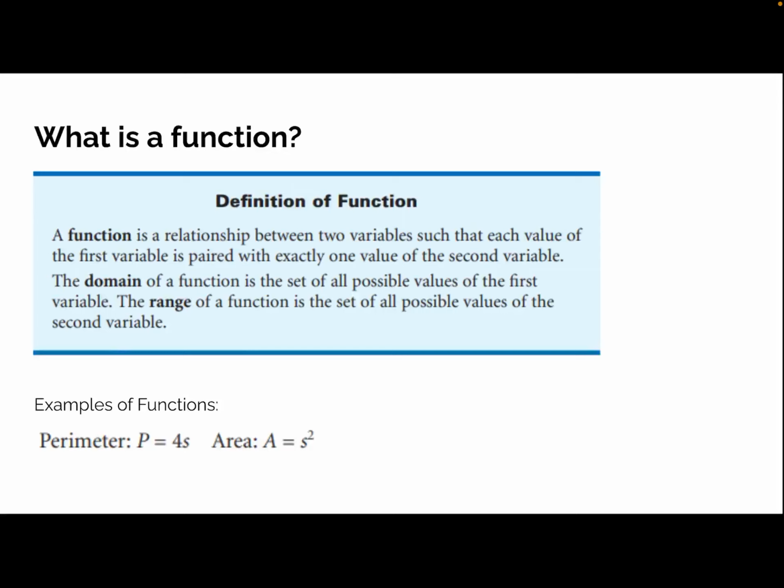The domain of a function is a set of all possible values of the first variable, while the range of a function is a set of all possible values of the second variable. And here are two examples of functions. There is perimeter being p equals 4s and area being a equals s squared.